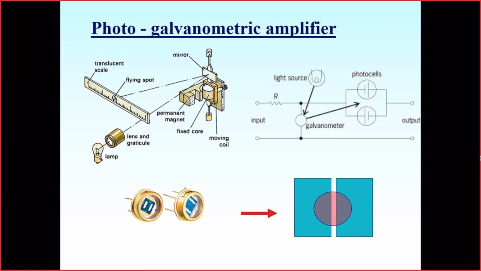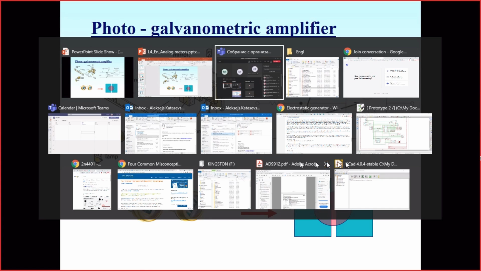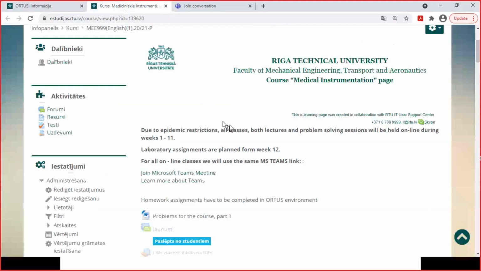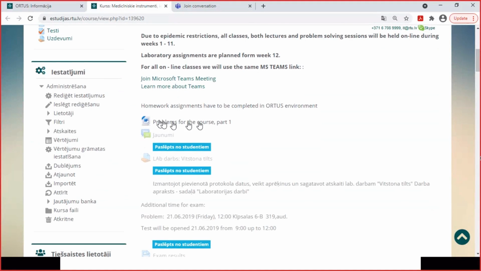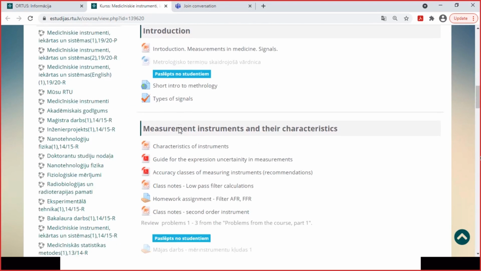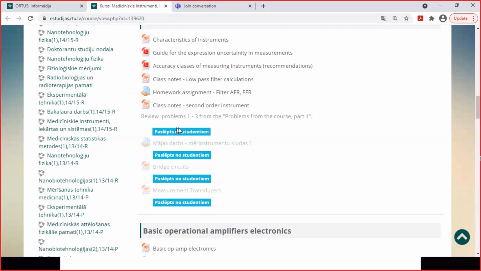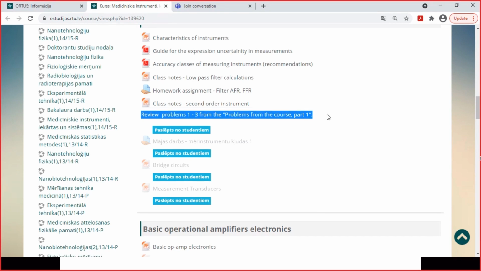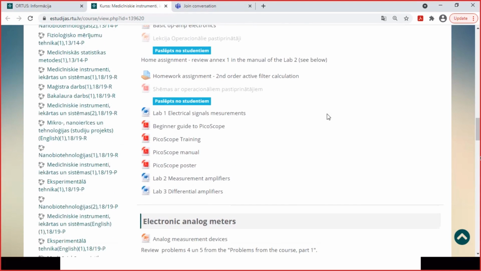So I'm just looking at Ortus. Did I find it? Should be this one. So looking at Ortus, here you could see this is the set of problems for the course part 1, and you may already review the problems from 1 to 3 from this course, and you may review, I guess, problems number 4 and 5.